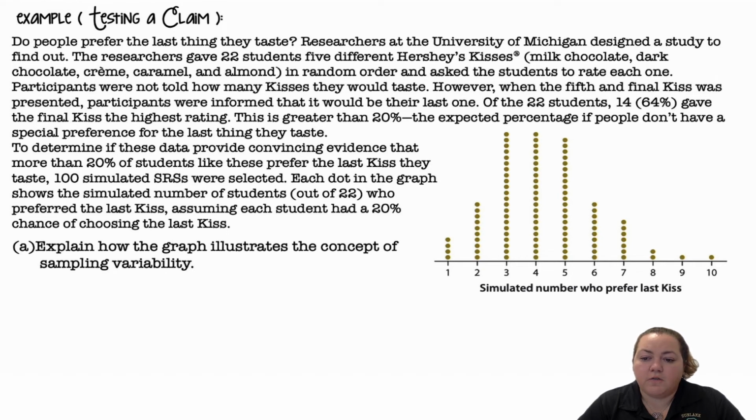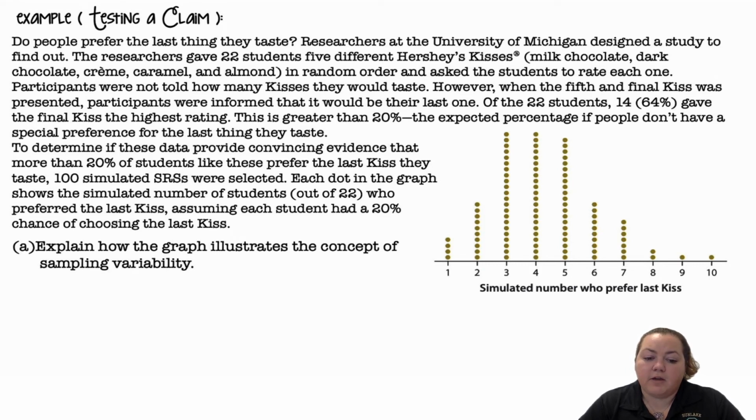Of the 22 students, 14, 64%, gave the final kiss the highest rating. This is greater than 20%, the expected percentage if people don't have special preference for the last thing they taste. To determine if the data provided convincing evidence that more than 20% of students like these prefer the last kiss they taste, 100 simulated simple random samples were selected. Each dot in the graph shows the simulated number of students out of 22 who prefer the last kiss, assuming each student had a 20% chance of choosing the last kiss.